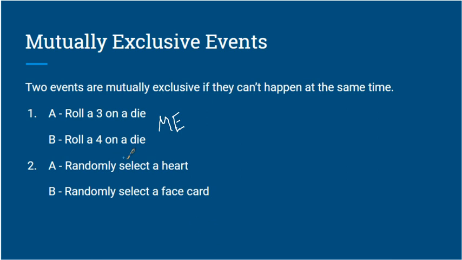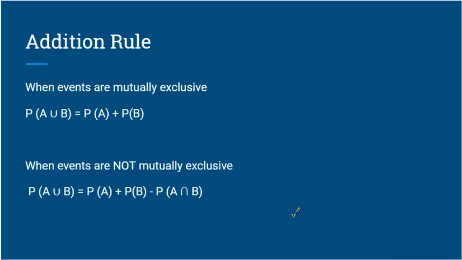All right, choosing a heart or a face card. Could I pick one card that is both of these, both a heart and a face card? Yes. So these are not mutually exclusive because they can happen at the same time. So whether events are mutually exclusive or not is important for when we're finding OR probabilities. So the probability of A or B is the probability of A plus the probability of B as long as those events are mutually exclusive.